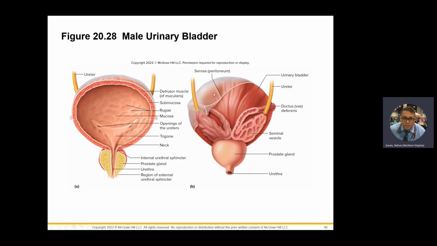And look at what we have here. Don't we have something covering it? Just like we cover everything? Everything in our entire body has a covering. So, of course, peritoneum is going to protect that as well.